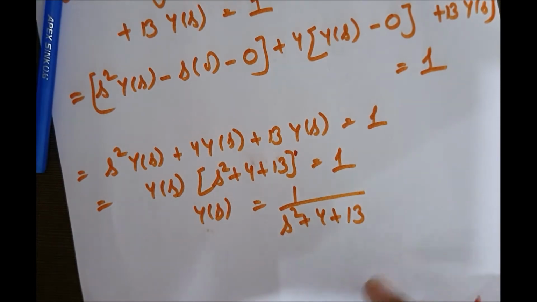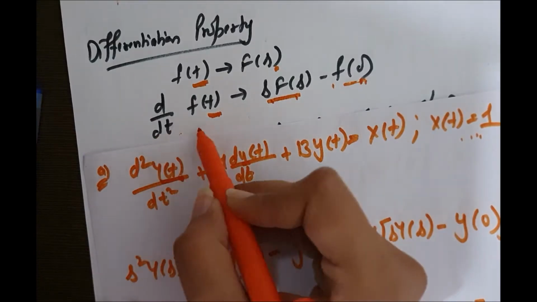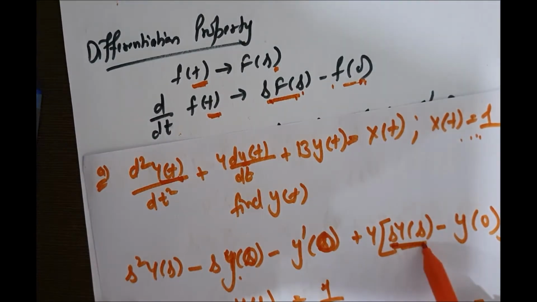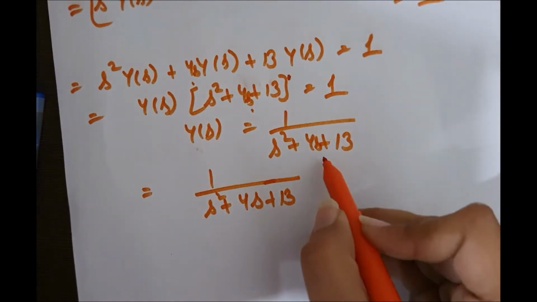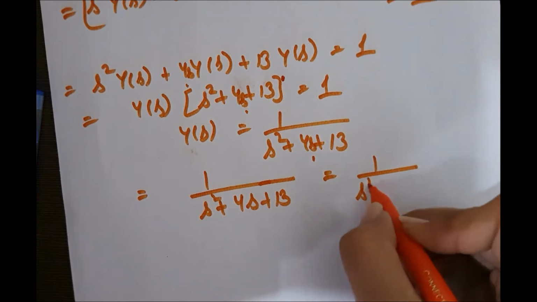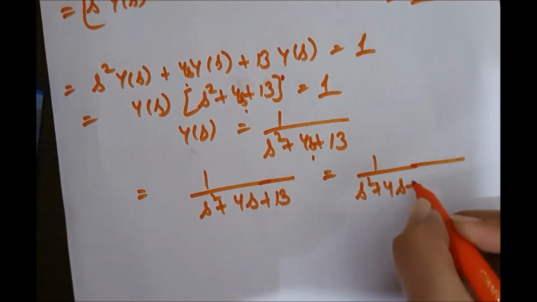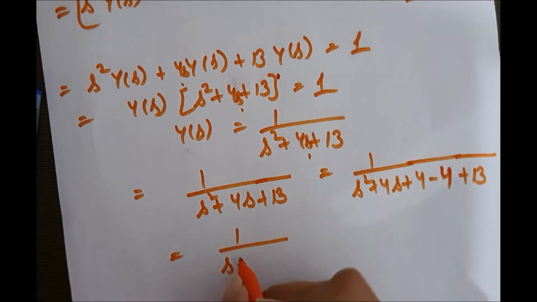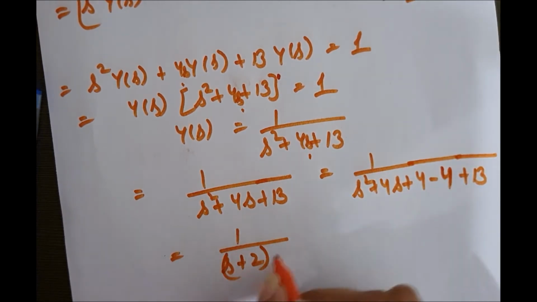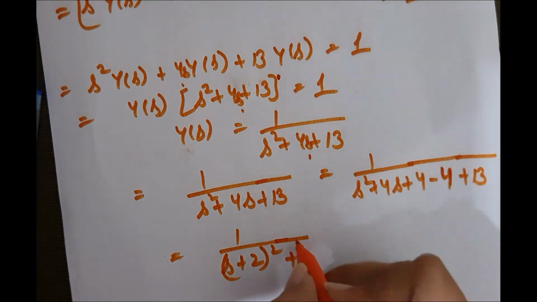Now solve this and you will get an answer. Here it was sF(s), sY(s). So s here, here and here. Now to solve this you can do plus 4 minus 4 plus 13. It will be, and this will be 3.